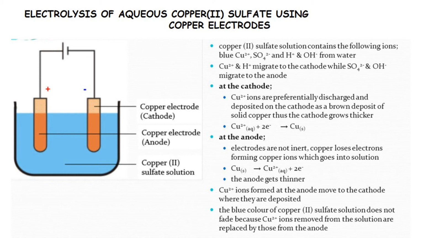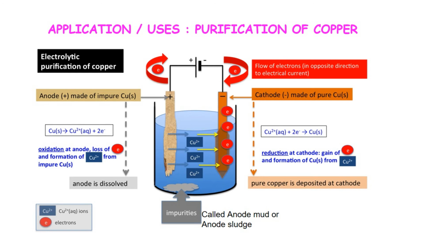As you can see, the blue color of the copper sulfate solution does not fade in this. Earlier it was blue, now also blue. Why is it so? Because the copper ions which are discharged from the solution are being replaced from the copper anode. So there is no color change, it is not going to fade. The color remains blue. That is the observation you can see here. That's the difference between copper electrodes and inert carbon electrodes.